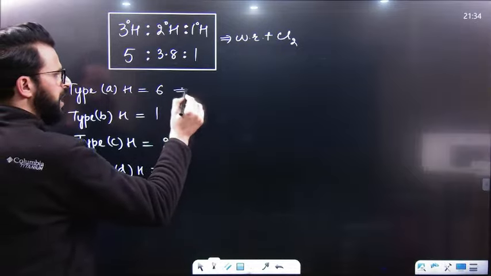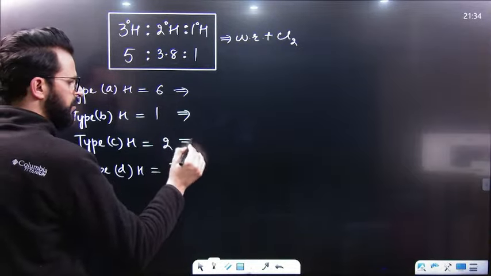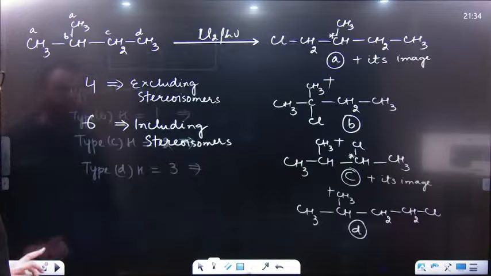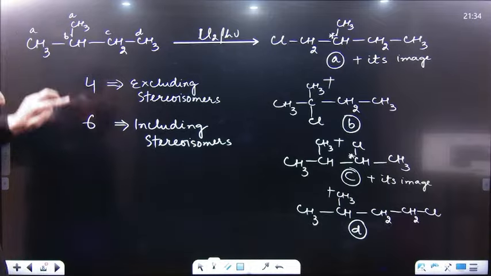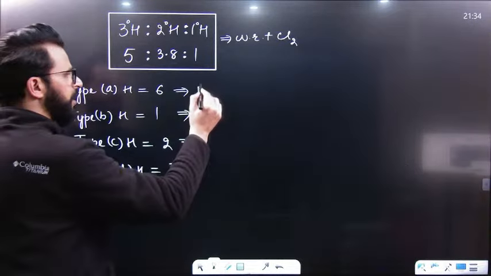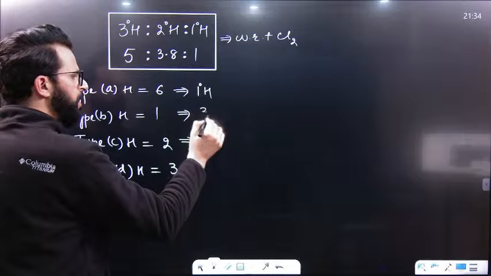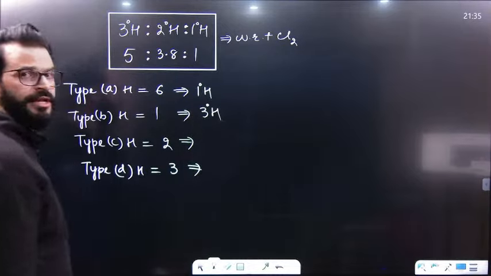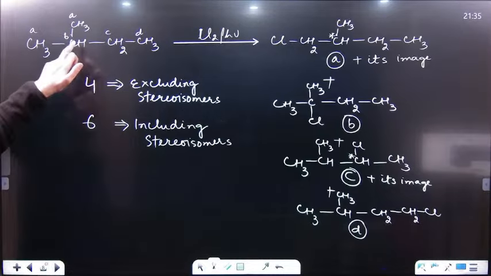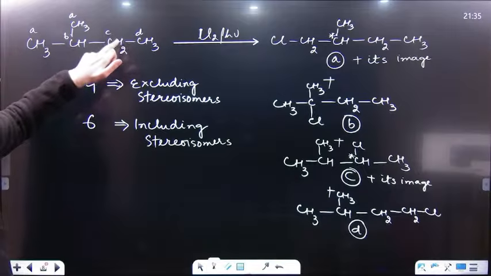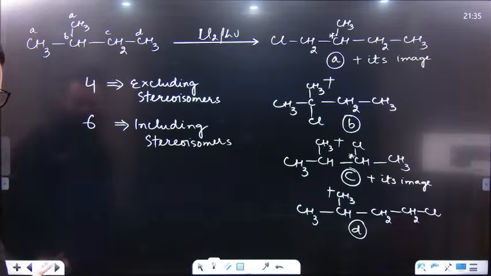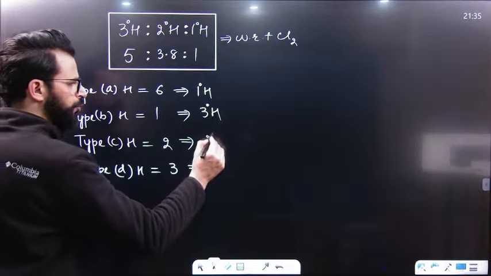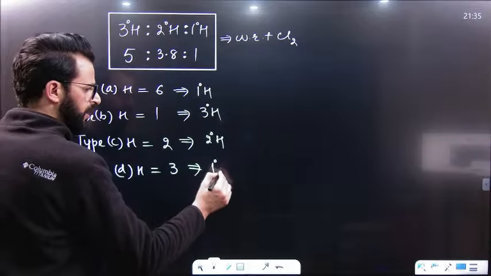Now, which type of hydrogen is this A? A is basically attached to a primary carbon. Hence, these are 1 degree hydrogens. Type B is attached to 3 degree carbon. Hence, this is known as 3 degree hydrogen. Type C is 2 degree hydrogen and type D is 1 degree hydrogen. That means this is 2 degree hydrogen and this is 1 degree hydrogen.